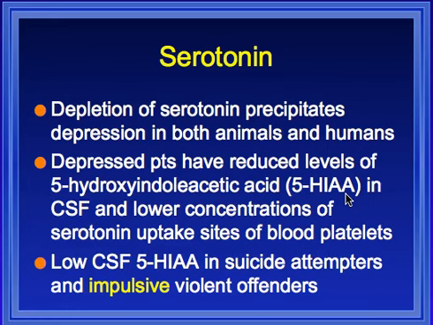Finally, if you take suicide attempters and do spinal taps of those individuals, you'll also see low CSF concentrations of 5-HIAA. This is also true in people who are violent, particularly if they commit impulsive violence. We also see low serotonin metabolites in their cerebrospinal fluid.